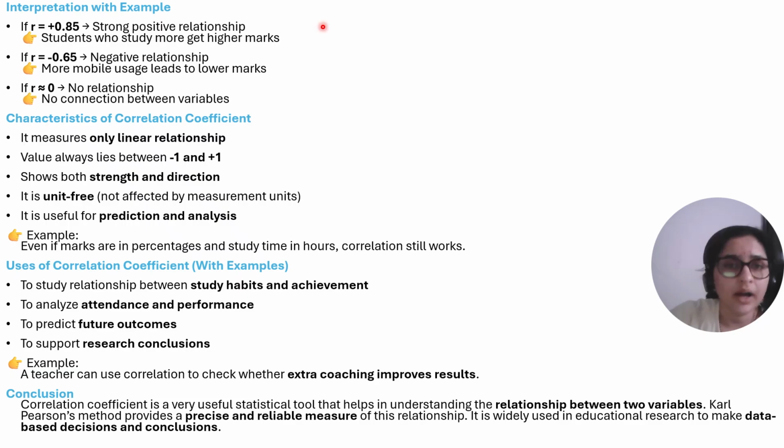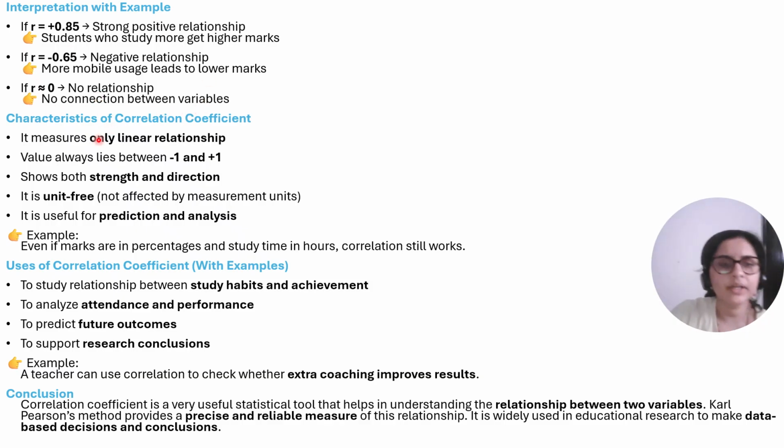So if R is the correlation coefficient: if R is +0.85, there is a strong positive relationship, that is, students who study more will get higher marks. If R is equal to -0.65, that is a negative relationship: more mobile usage, lower marks. If R is equal to 0, there is no connection between the variables.